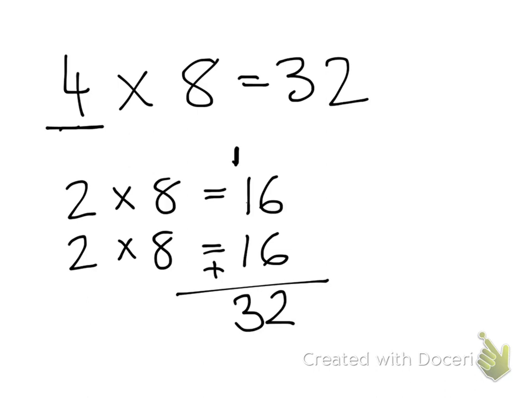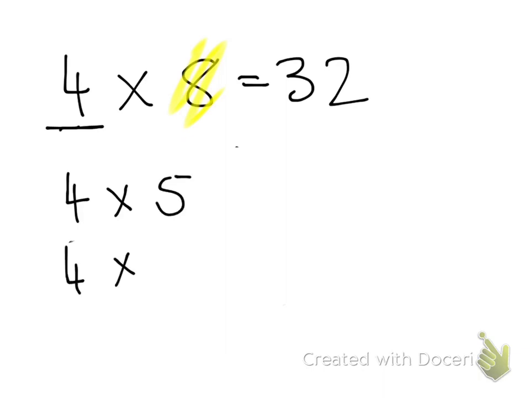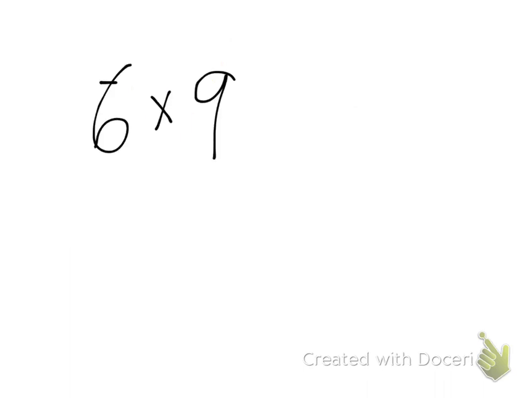So, the key lesson here is it doesn't matter if you break up the first number or the second number. Equally, I could have solved this problem not by breaking up the 4, by keeping it as the 4 and breaking up the 8. I could have solved this as 4 times 5 and 4 times 3, because 5 and 3 together make 8. I think it was easier to do it in the 2 times tables though in this case. Remember, a good mathematician always wants to find the easy, most efficient way of solving a problem.